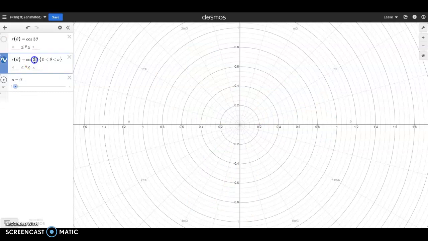I hope you're the curious type. Did you at all wonder what would happen if I changed this to a 5 or a 4? Seem to be able to do that. There we go. 5. What happens if I change it to a 5?